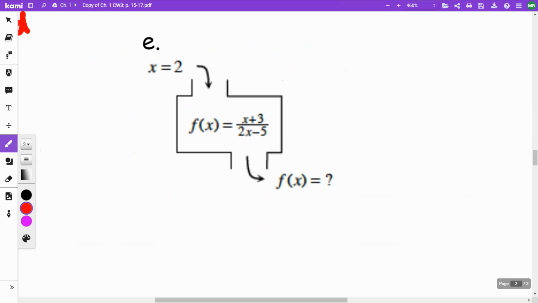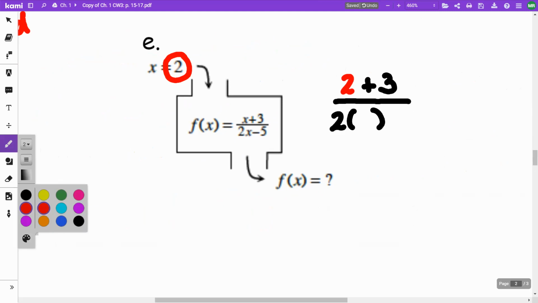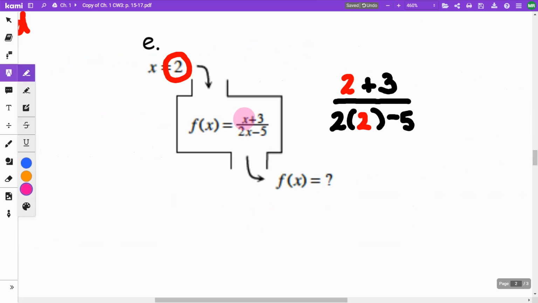On E, we're going to put in a 2. So I have a little bit going on here. I'm going to have my 2, and then I'm going to have plus 3, and then I'm going to have 2 times my 2 minus 5. So I had 2 places, here and here, that I had to put in my x.